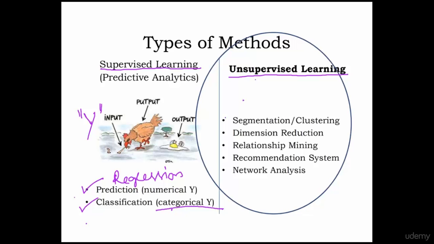So these are the two broad branches within supervised learning. And when it comes to unsupervised learning, you have segmentation or clustering, and these are the two techniques that we're going to discuss now. Of course, you have dimension reduction, relationship mining, which is also called association rules or affinity analysis. You have recommendation systems or collaborative filtering and network analysis. We'll discuss all that moving forward.